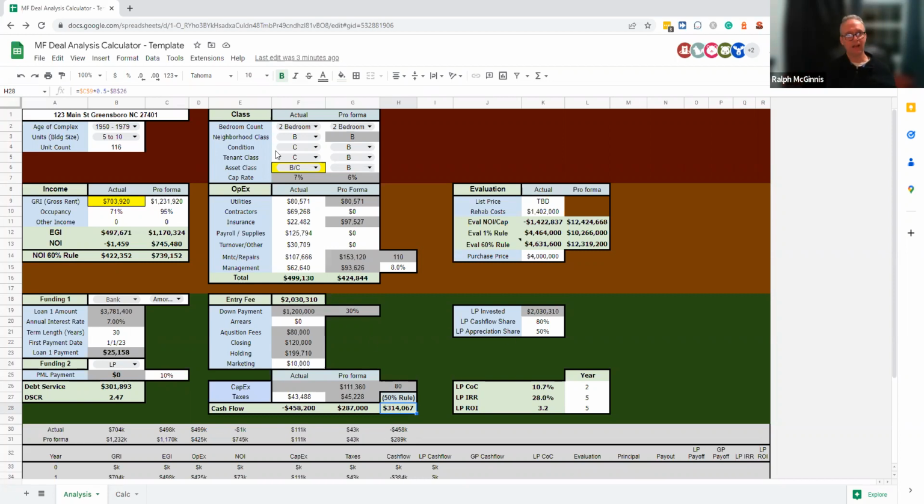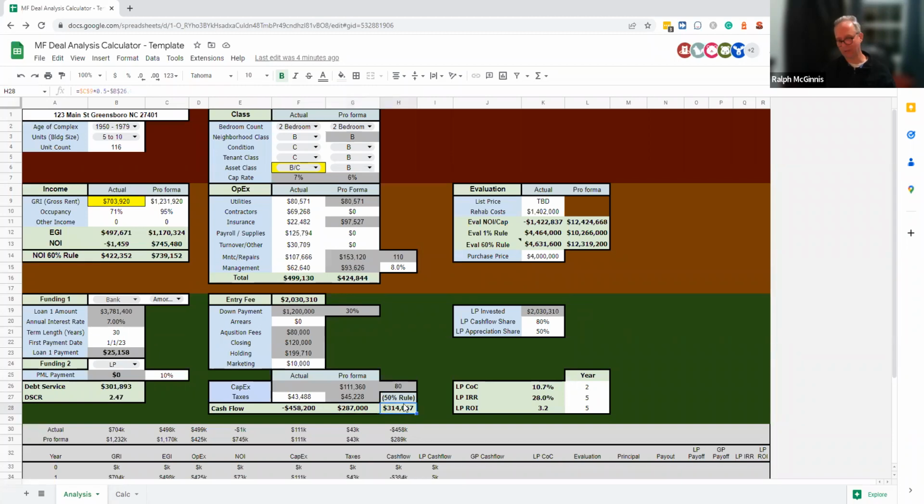So if you take the GRI and simply cut it in half, 50% of it, that's what you should see for the money after all expenses. And then you take that and subtract out your debt service and you get to your cash flow. So with the 50% rule, we should see a cash flow of about 314,000. Whereas the pro forma cash flow, which has a little bit more accurate numbers, the formulas help make it more accurate, we're coming out to 287,000.